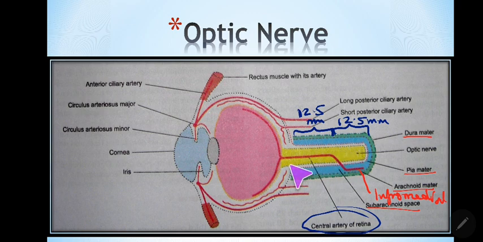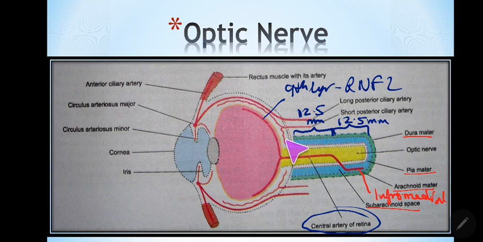Then the remaining half of the optic nerve, the distal half, it continues within the nerve, and then through the optic disc it enters the eyeball, and there it runs along in which layer? In the ninth layer of retina, that's the retinal nerve fiber layer. In that layer, this artery gives out its branches.